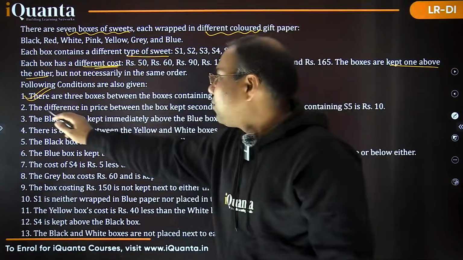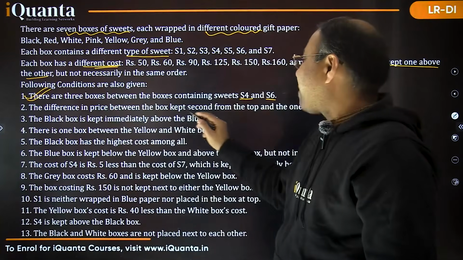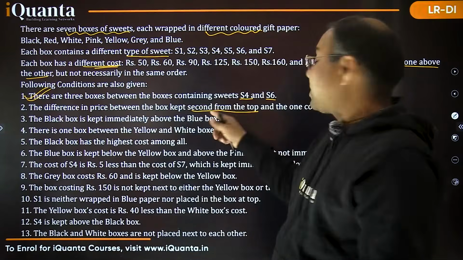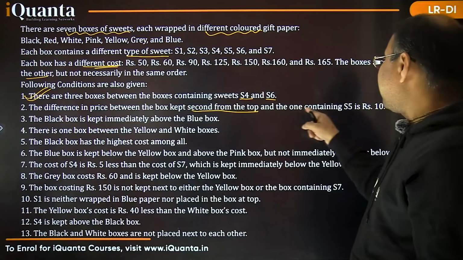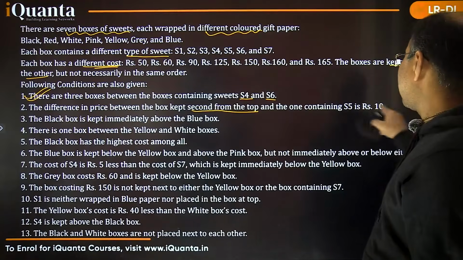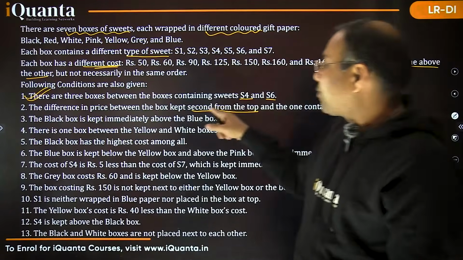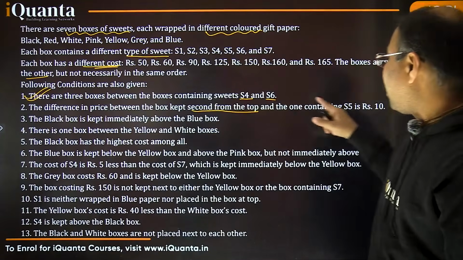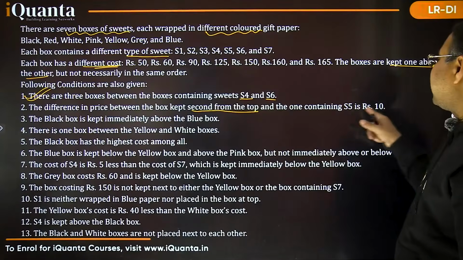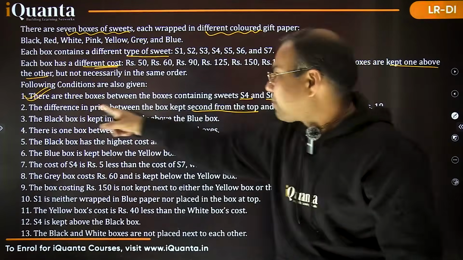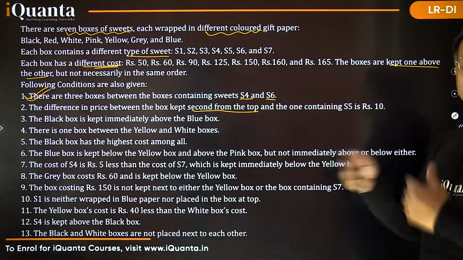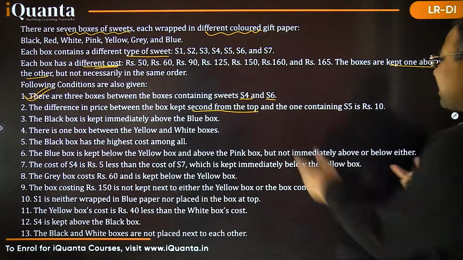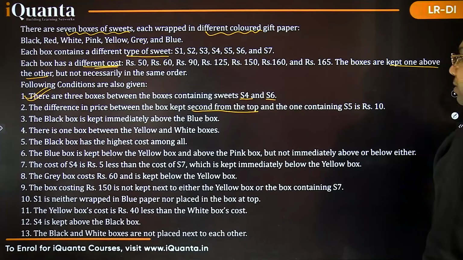The difference in the price between the box kept second from top, remember, the 6th box, and the one containing S5 is rupees 10. So the second box from top and the one containing S5, the difference in price is 10 rupees. Let me write. I don't know which has the higher value and which the lower, but the difference is 10 rupees.